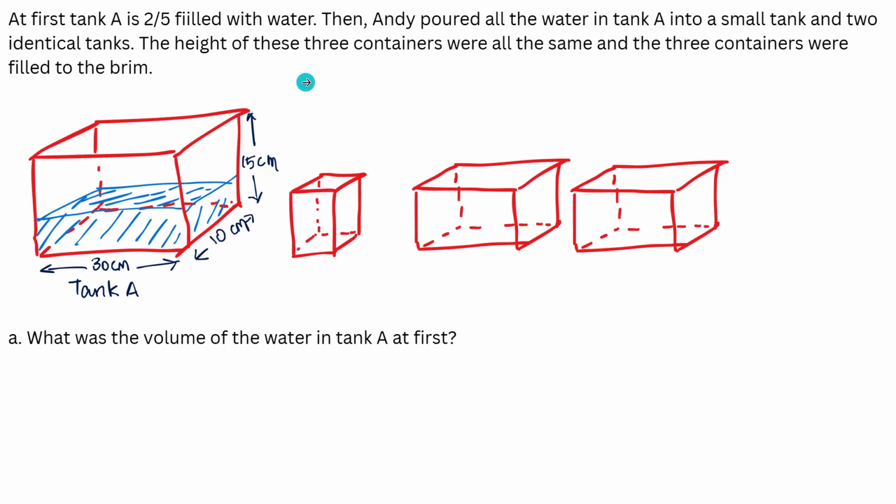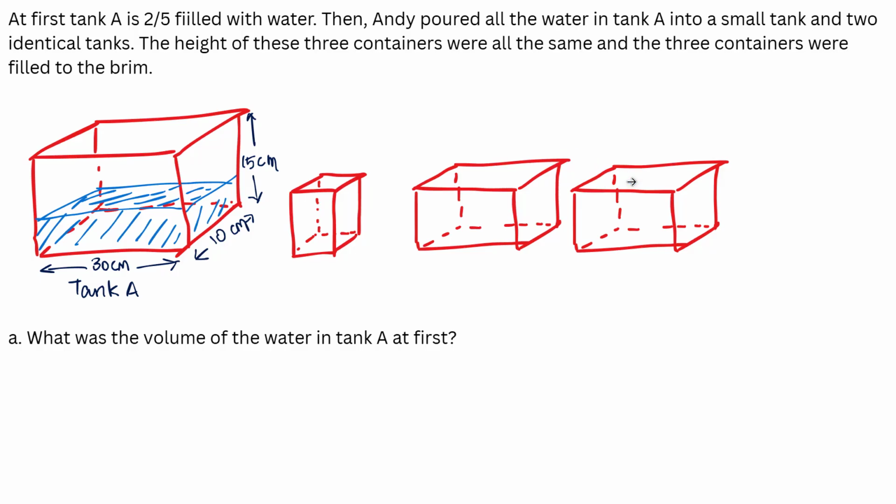First, tank A is 2/5 filled with water. Then Andy poured all the water from tank A into a small tank that is shown here and two identical tanks. The height of these three containers are all the same, and the three containers are filled to the brim when the entire water is poured into all these containers.